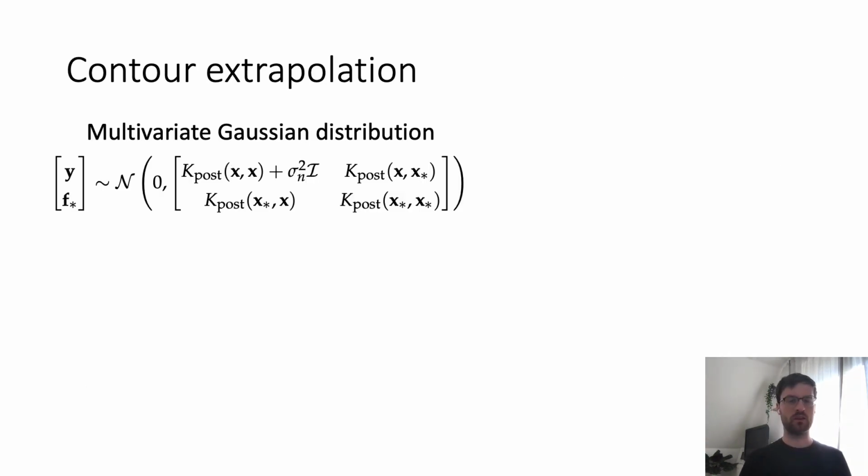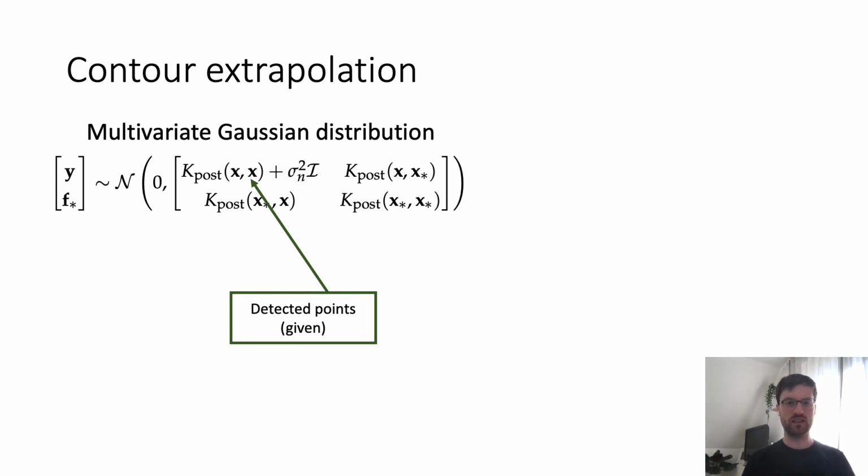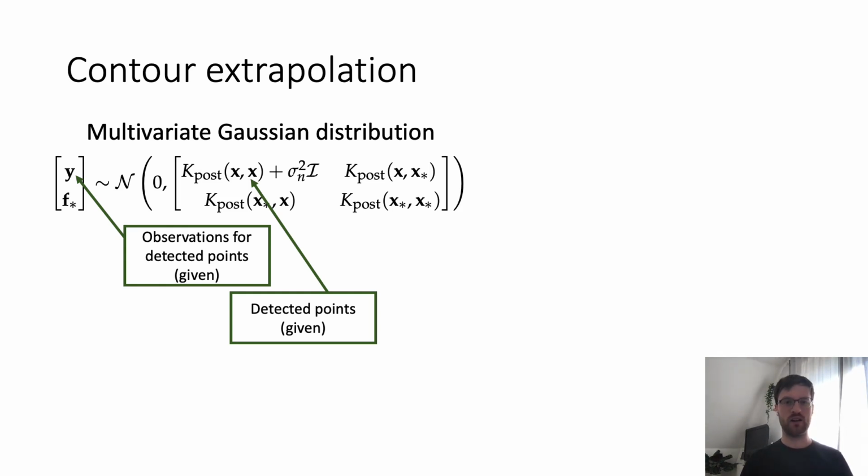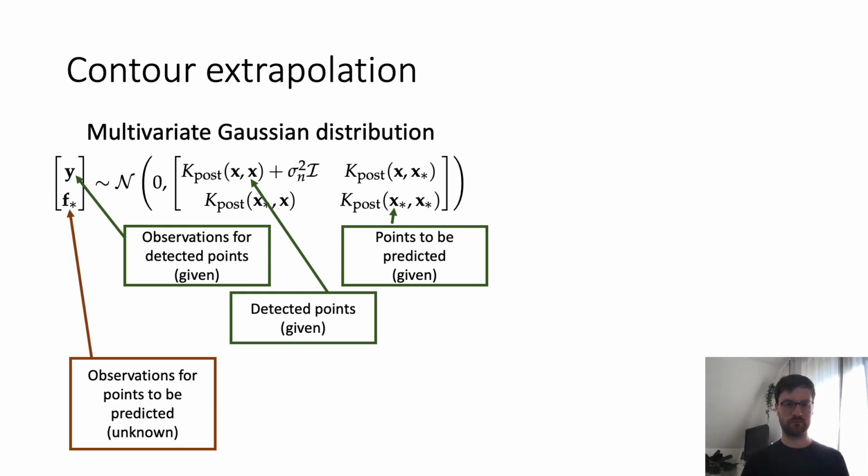For this extrapolation, we start by formulating a multivariate Gaussian distribution. This is in this equation. Here we have x, the detected points, which are given. These are the x values of the contour in the reference area. We also do know y, which are the observations for the detected points. They are also given in the reference area. Then we do have x asterisk, which are the x values of the contour to be extrapolated. We determine these by simply iterating through the x values of the block to be coded.